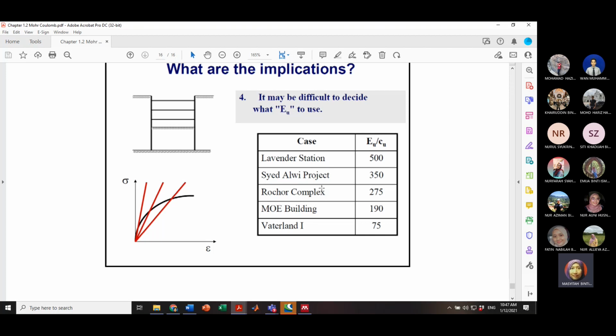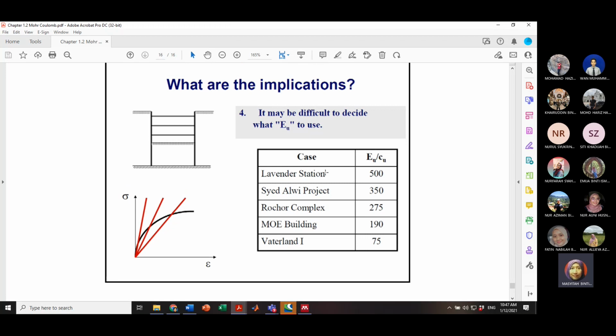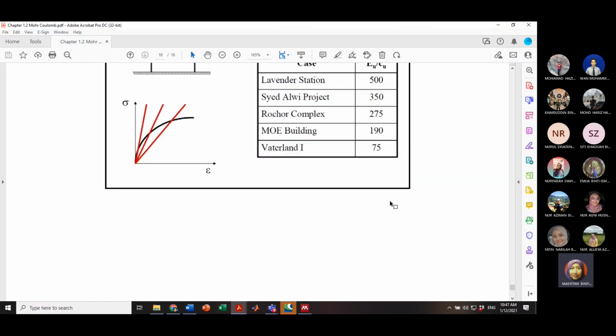Okay, other than that, this is the suggestion for E undrained and undrained cohesion CU. For example, if you have a few cases from here, such as Lavender station, the ratio EU to CU is 500. So if you want to know EU, you substitute with the undrained cohesion, and you will get the EU value.